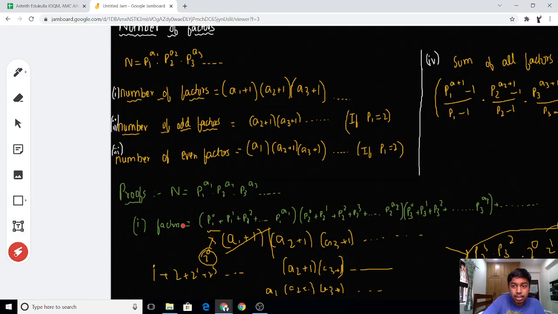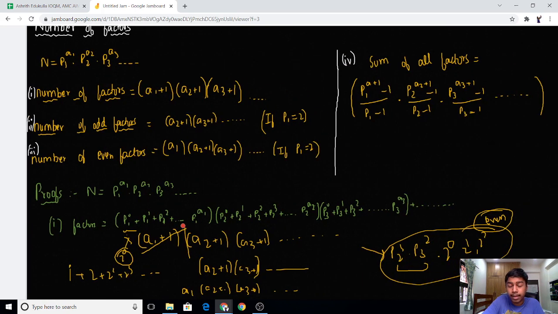And as you can see, it's pretty obvious, the sum of all factors, as I told in the previous class, is the sum of numbers in a GP. You can see this is a GP, this is a GP, and this is a GP, and the formula for GP is written here, here, and here. Simple.